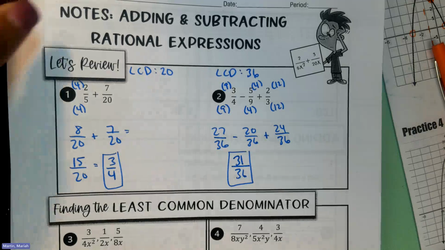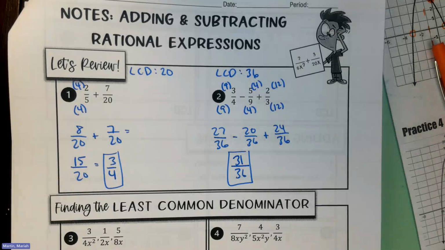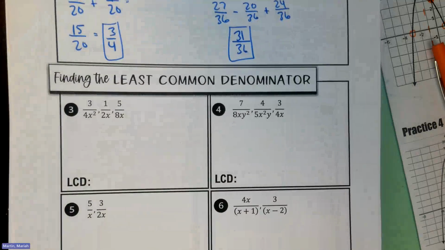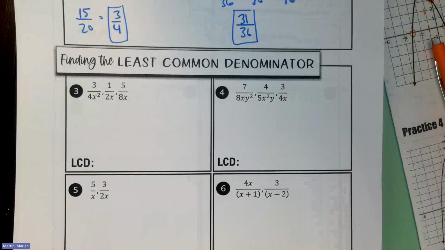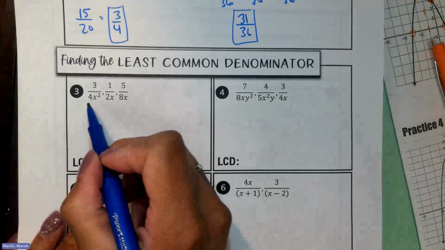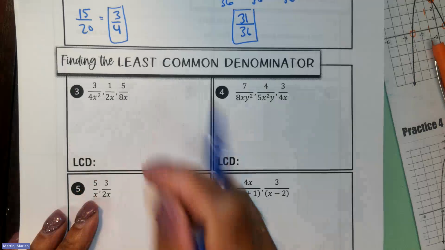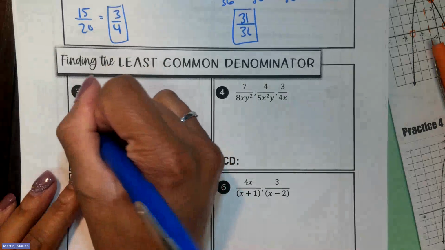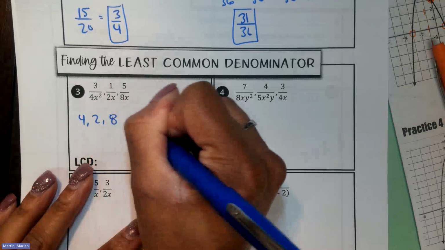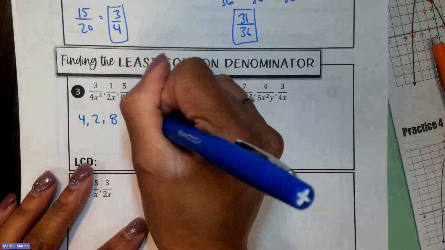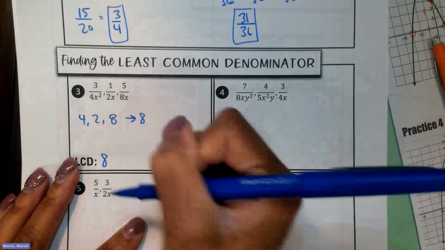Okay, now let's do finding the least common denominator just for these next few problems. We're not simplifying, we're not adding, subtracting, just finding the least common denominator that they have. So for this one, we have 4 and 2 and 8. So think about just doing the LCD for those numbers. So we would have 4, 2, and 8. And the LCD for all of these would be an 8. Okay. So we know 8 would be part of it.